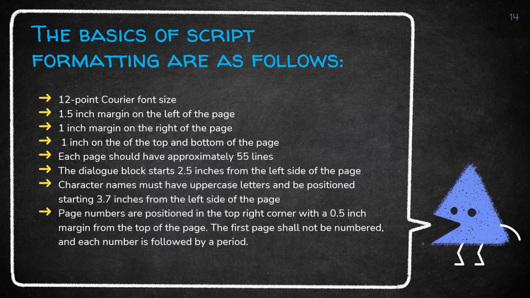Each page should have approximately 55 lines. The dialogue block starts 2.5 inches from the left side of the page. Character names must be in uppercase letters and positioned starting 3.7 inches from the left side of the page. Page numbers are positioned in the top right corner with a 0.5-inch margin from the top of the page. The first page shall not be numbered, and each number is followed by a period.